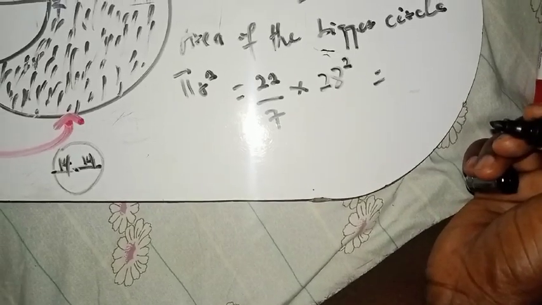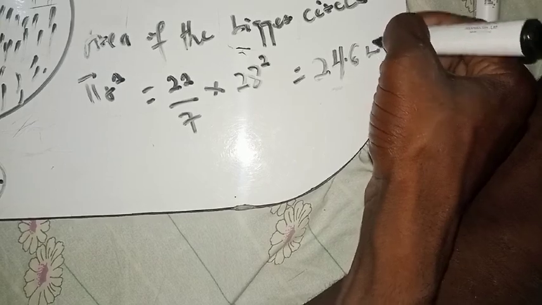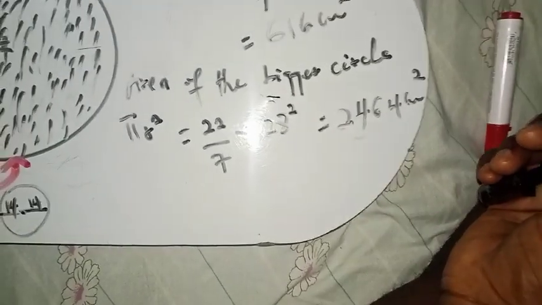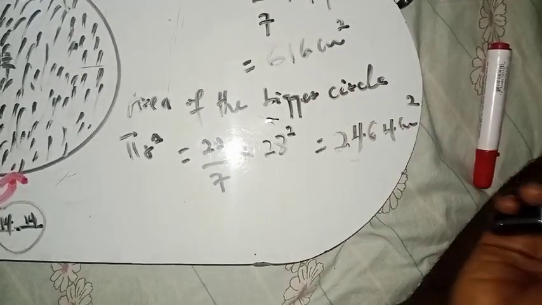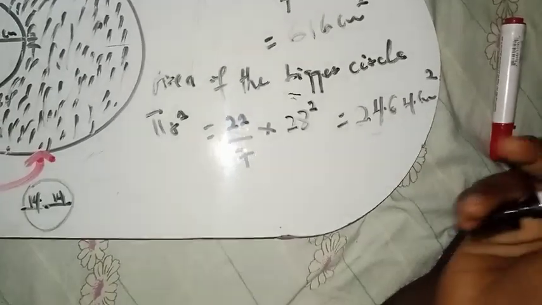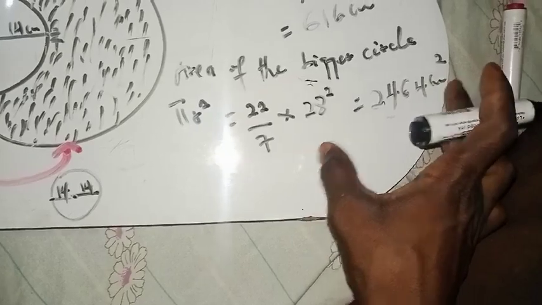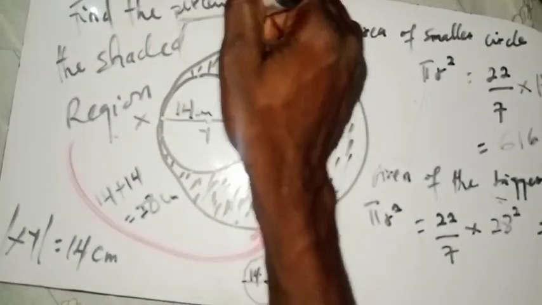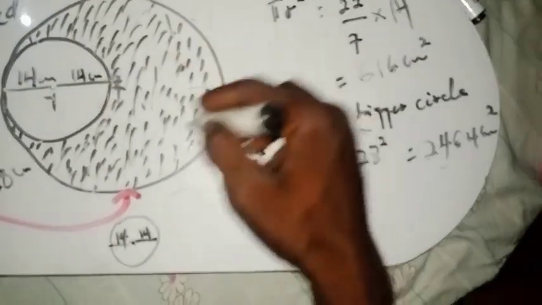So here we are going to have 28 squared. So what will be the value here? So I'm having 2464 centimeters squared, right? Okay, perfect. So once we have these two dimensions, it is very, very easy to proceed from this point. I believe everybody can do that. What we are doing is to find the area of the shaded portion. But remember, the question says that you should find the percentage. So before we can do that, let's see the area of the shaded portion here.